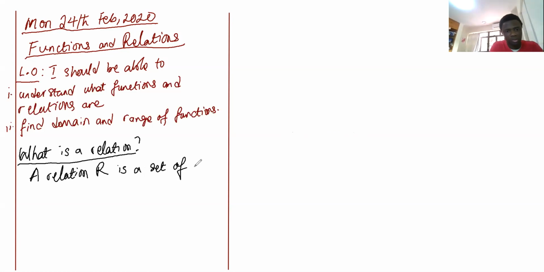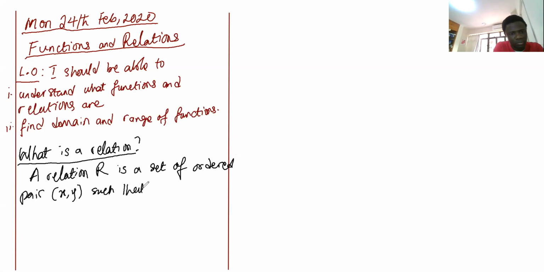Relation R is a set of ordered pairs (X, Y) such that X belongs to A, Y belongs to B, for non-empty sets A and B.